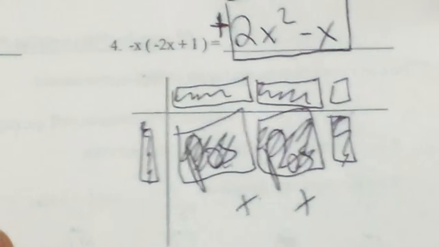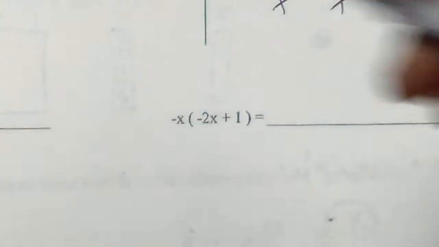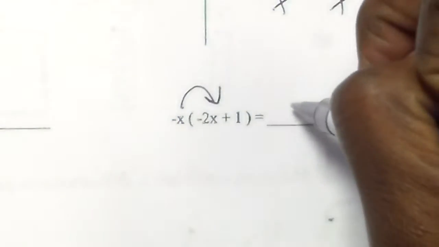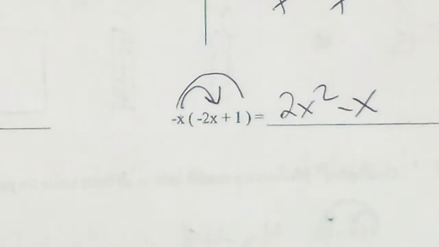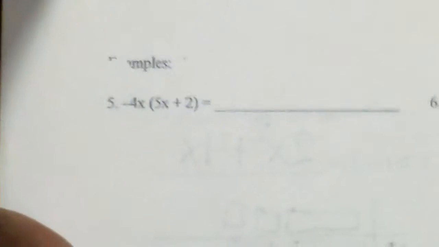Now we look at that same problem, and you should have distributed this times this. Negative times negative is a positive 2x squared. And out here you got a negative x. And now we're going to stray away from the algebra tiles. I'm sure you don't like them, but you need to know how to do them. We're going to do all the rest of the examples just using the regular distribution method.